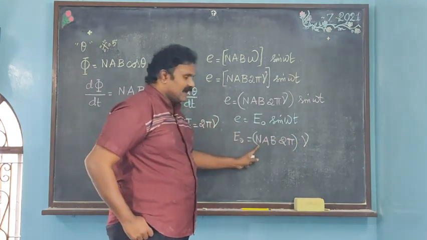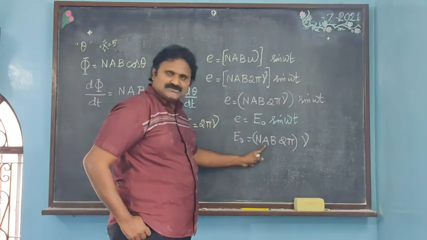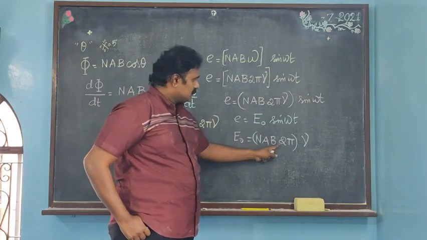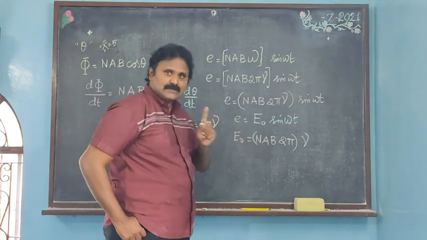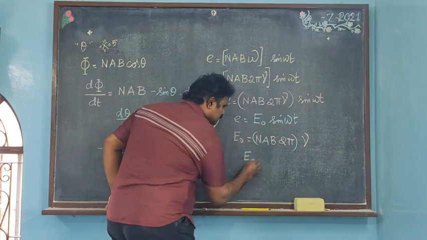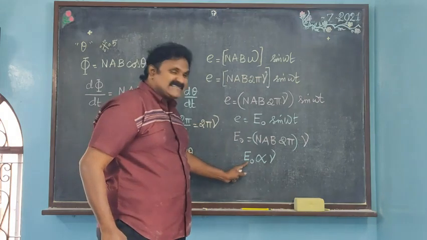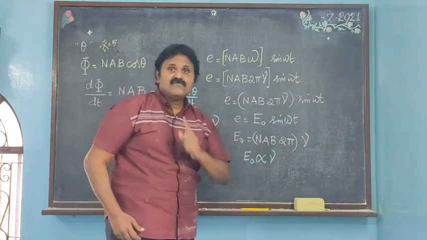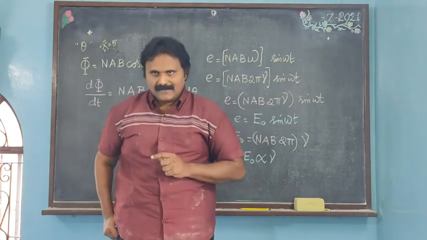Why? N, the number of turns, no change, constant. Area of the coil, no change, constant. Magnetic field, no change, constant. 2 pi is a constant. All the constants together are also a constant. Therefore, I can write E naught is directly proportional to the frequency. The maximum EMF produced is directly proportional to the frequency of rotation of the coil.